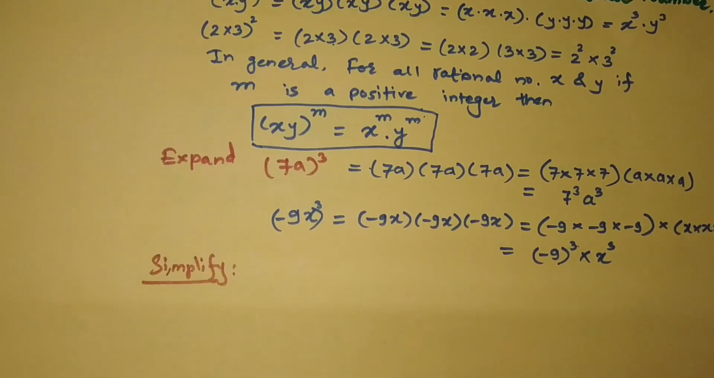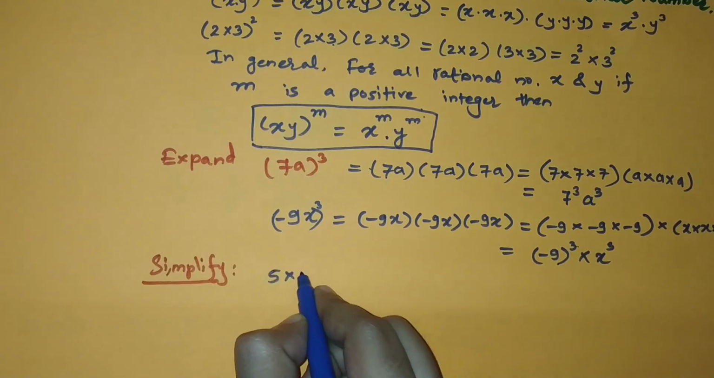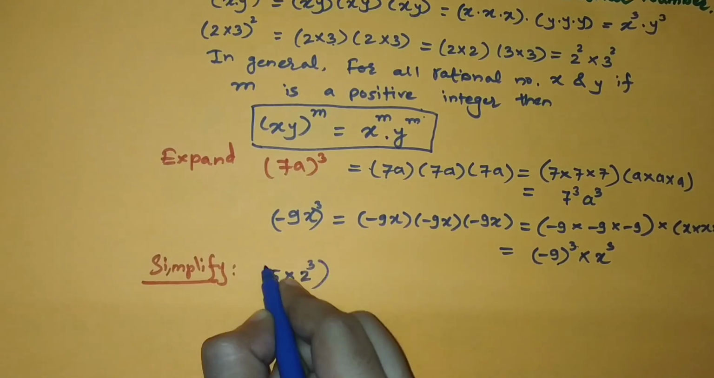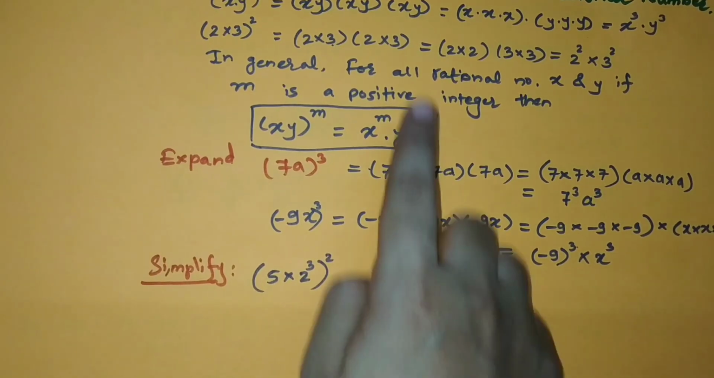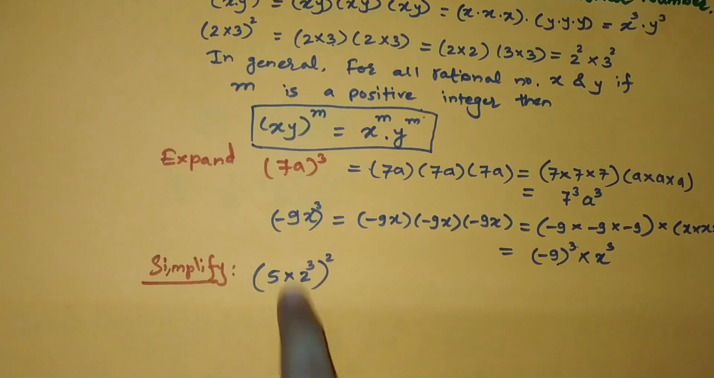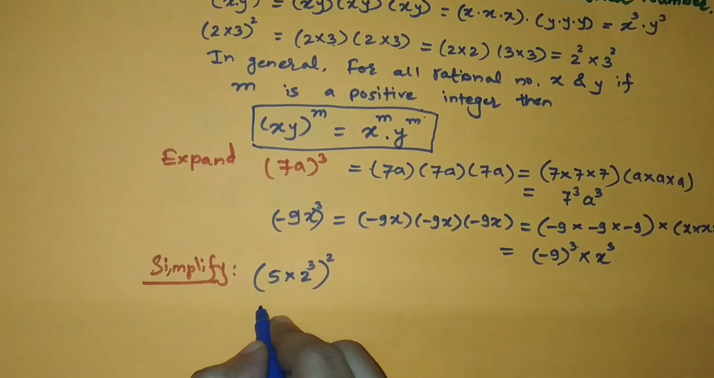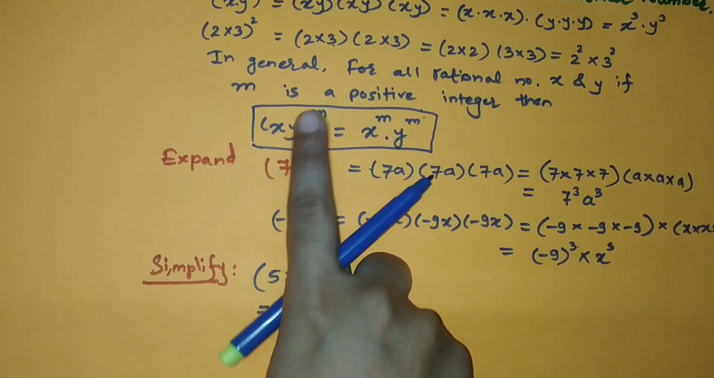We need to simplify (5 × 2³)². So friends, by using this one law, here the power is outside. So first you need to give them the power separately. Like you can solve it by using this law. Here is a product and the power is there.